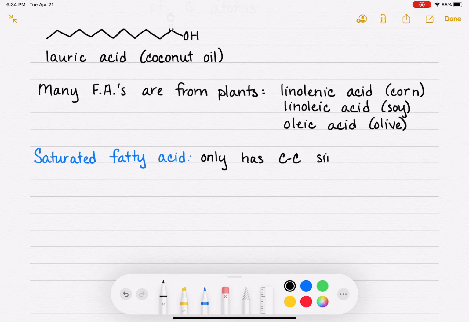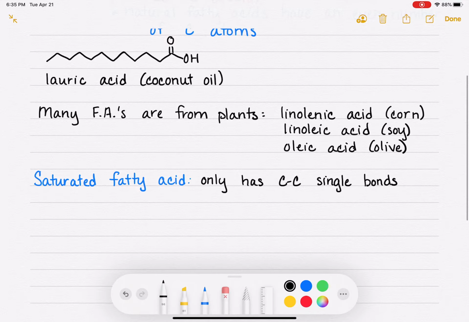A saturated fatty acid is one that has only carbon-carbon single bonds. So it's not going to have any carbon-carbon double bonds in it. It still does have the carbon-oxygen double bond because that's a characteristic of a fatty acid. So all fatty acids are going to have the carbon-oxygen double bond. But a saturated fatty acid will only have carbon-carbon single bonds, and that's like lauric acid. All of the carbon-carbon bonds are single bonds. So it is an example of a saturated fatty acid.